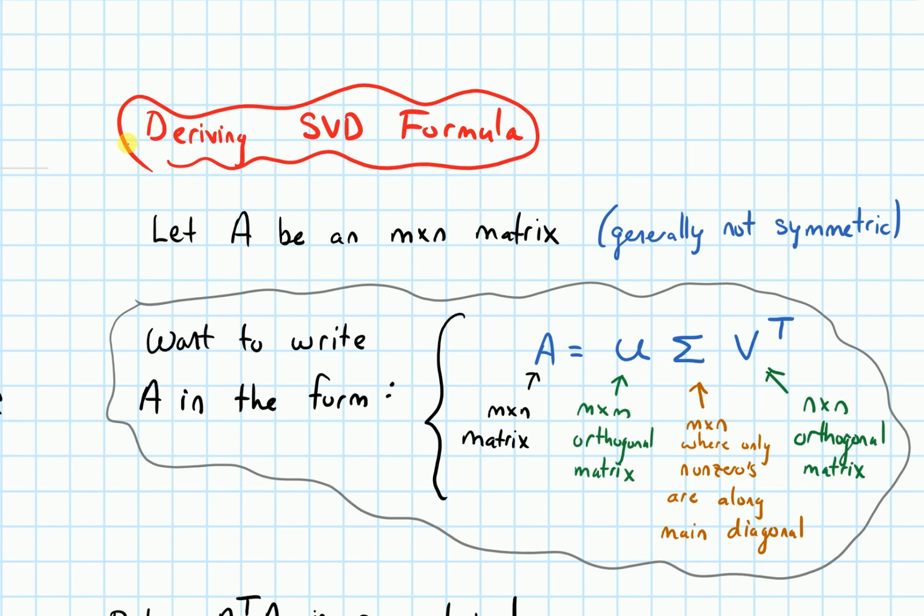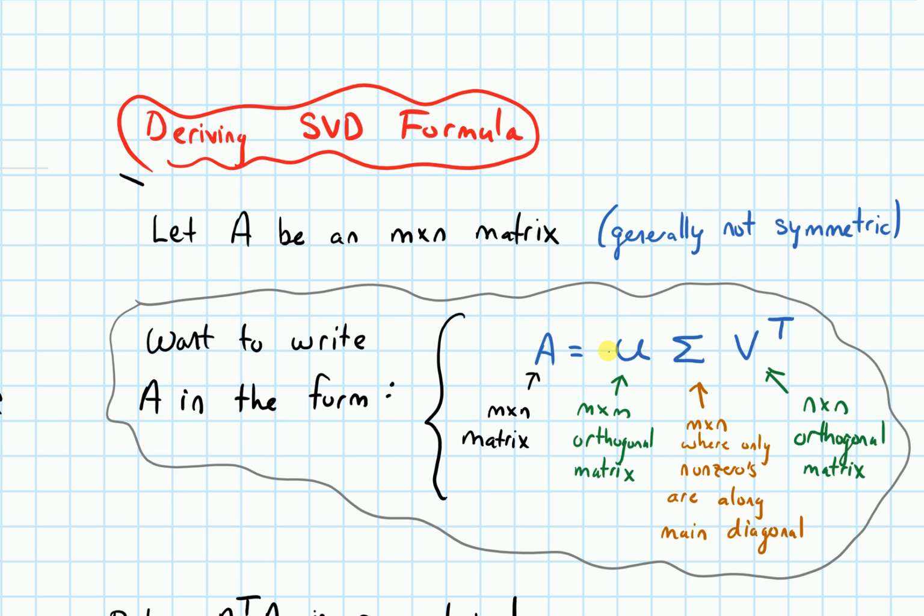In this video, I want to talk about deriving a formula for the singular value decomposition. So I'm going to let A be an m by n matrix. So it's not necessarily square, and it's definitely not necessarily going to be a symmetric matrix. So our goal, remember from the last video, is we want to write A in the following form.